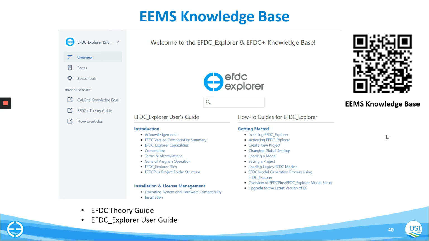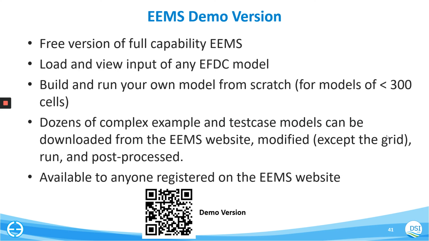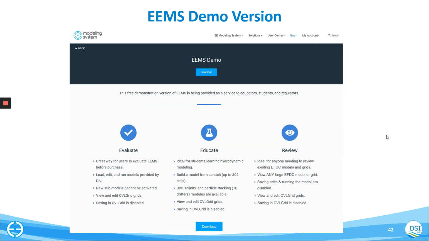Again, this knowledge base is equivalent to the EEMS users manual, and you can go through it and explore and search easily if you have a question about certain parts of the EEMS user interface. You can download a demo version for free. It has the full capability of EEMS, and you can load and view any existing EFDC model. You can make your own model, provided it's pretty small, less than 300 cells. And there are a lot of examples available on the website that you can download. This is the website for the demo version.